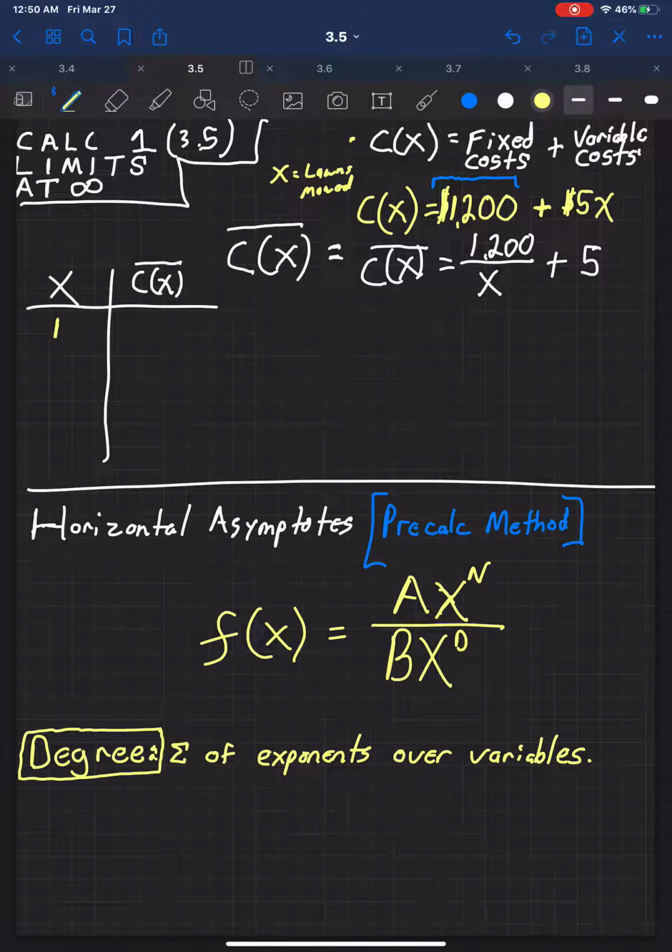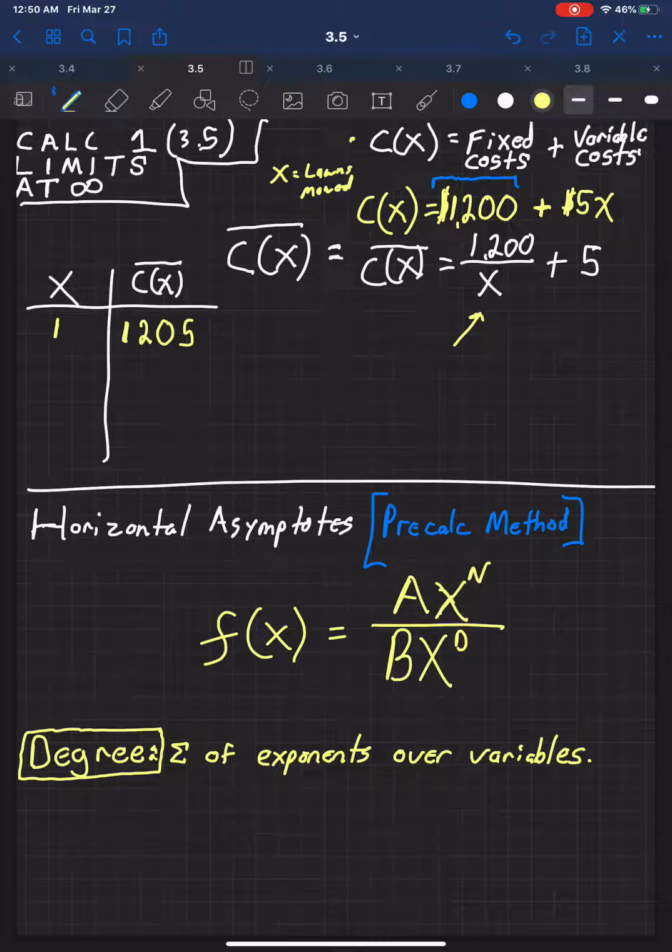Well, obviously you would have to plug the X value that we chose in for this function. You'd have 1,200 over 1 plus 5. You'd have $1,205 was the average cost per lawn, right? That's a pretty darn expensive lawn to mow. I hope that you got paid a lot of money for it.